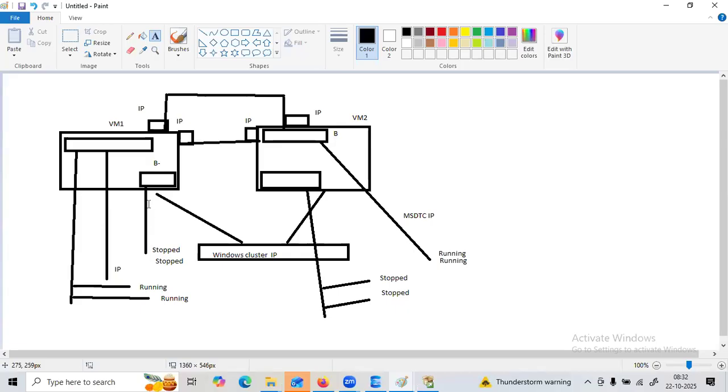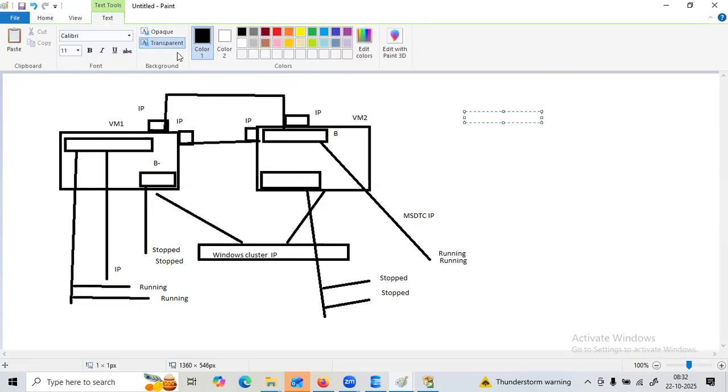Initially VM1 has only one instance running. We add only one SQL server here. That setup we call active passive. But here two VMs, each VM running SQL servers. That setup we can call active. But the thing is, let me take a small example here only.